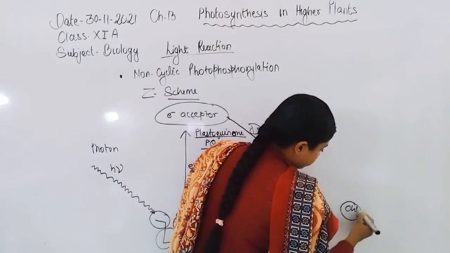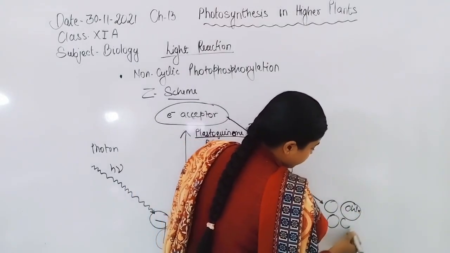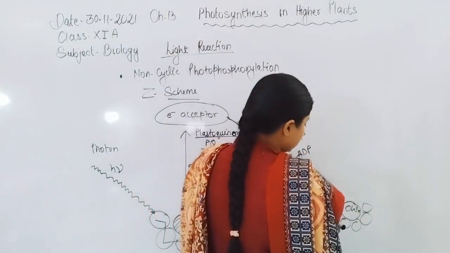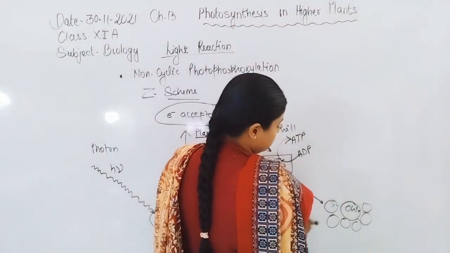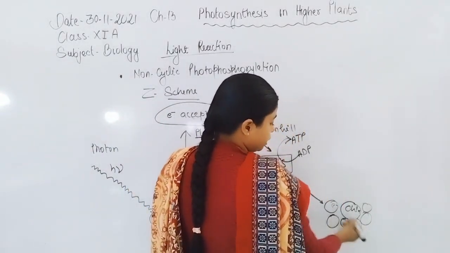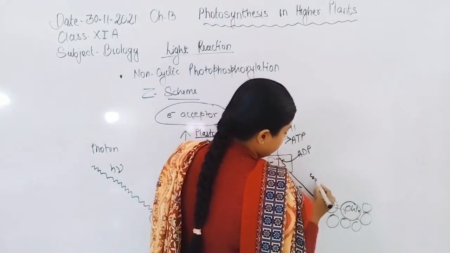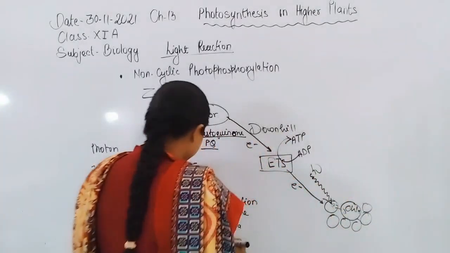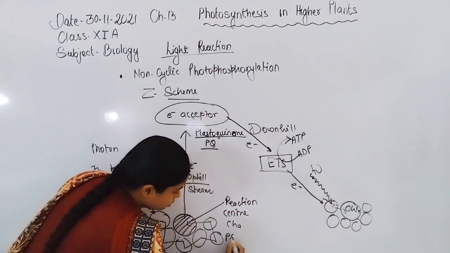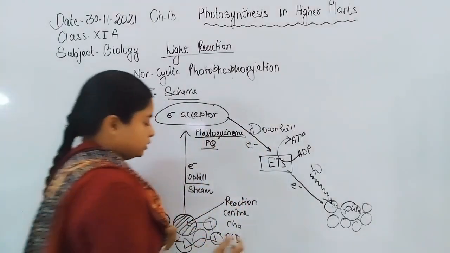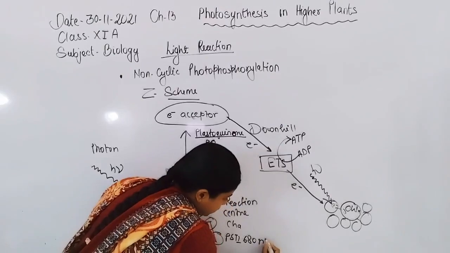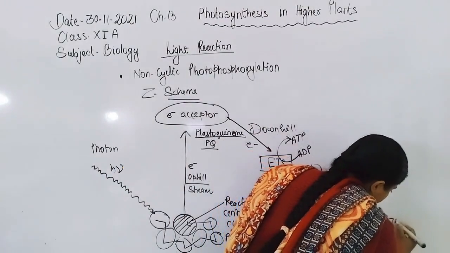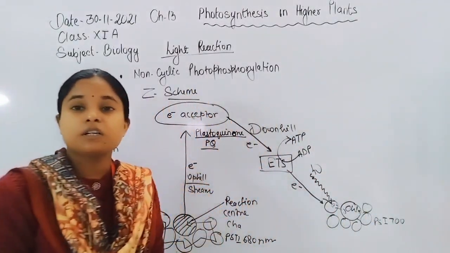Here is again chlorophyll A, which forms the reaction center and is surrounded by the accessory pigments present in the light harvesting complex. So the recovery of the electron takes place, and again when the photon strikes the photosystems, first here is photosystem II, which absorbs light of 680 nanometer, and here is photosystem I, which absorbs light of 700 nanometer.